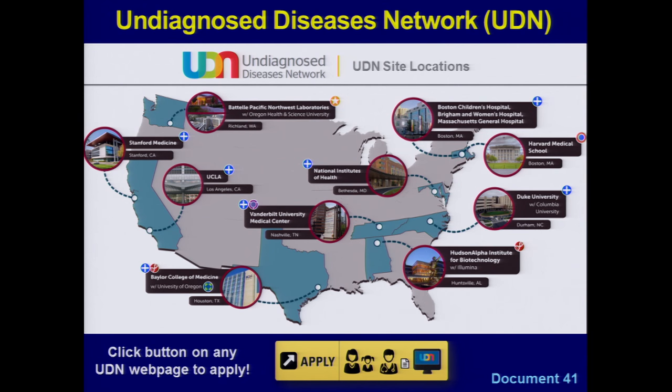This September, the UDN added three new cores: a model organism screening center at Baylor College of Medicine with the University of Oregon, a metabolomics core at Battelle Pacific Northwest Laboratories with Oregon Health and Science University, and a central biorepository at Vanderbilt University. The UDN is now accepting patients at all seven UDN clinical sites across the nation. To apply, access the UDN gateway by clicking on the apply button, which is located on all the UDN web pages.